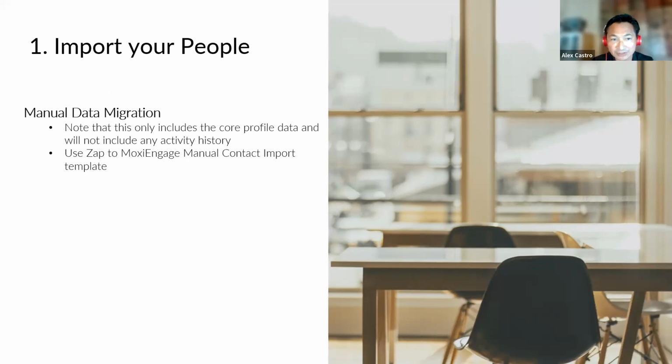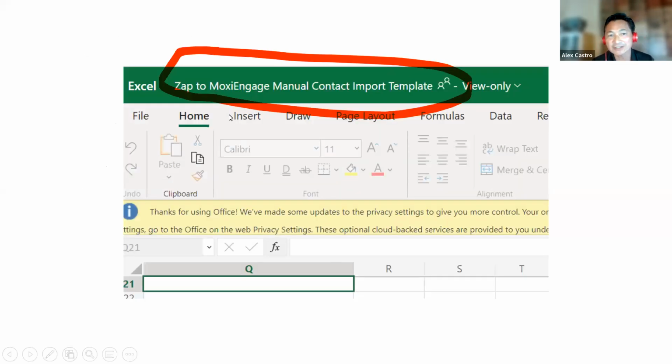If you choose to use the manual data migration tool in ZAP, you're going to use this ZAP to MoxiEngage manual contact import template to put your information in a certain format so that MoxiWorks, MoxiEngage specifically, can import that data directly into it. Questions? Put that in chat. Does that make sense? I'm going to repeat it. If you do the manual method, this is only a manual method. If you're doing the automated data migration tool that was supplied by the company, you don't have to do this part.